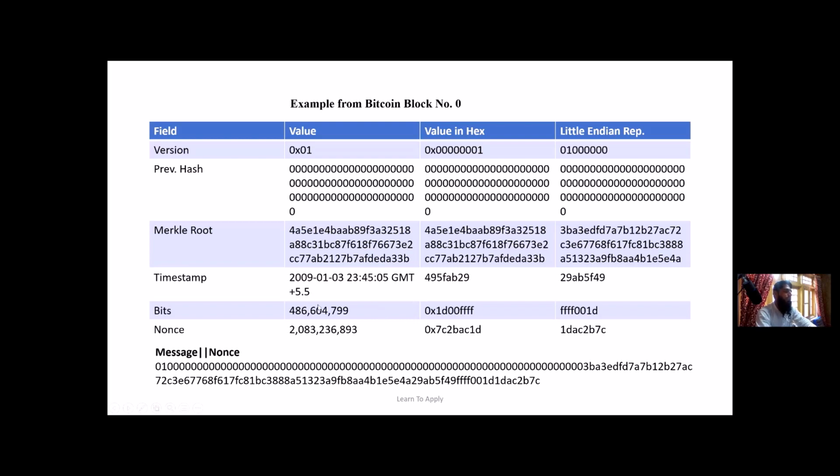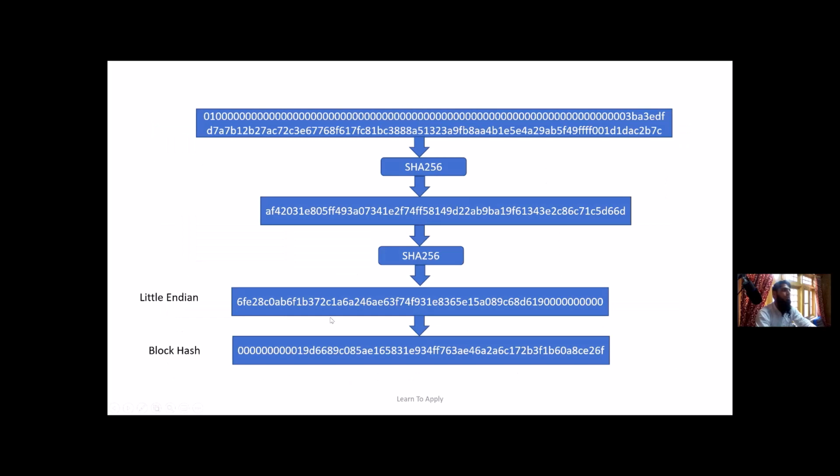So after doing this, we have to go through the proof of work process. What we are doing here is first taking this message concatenated with the nonce. We do the SHA-256 hash and we get this result. Then again we do SHA-256 and we get this result. This is again in little endian. Now if you want to do it in big endian, what will you say?